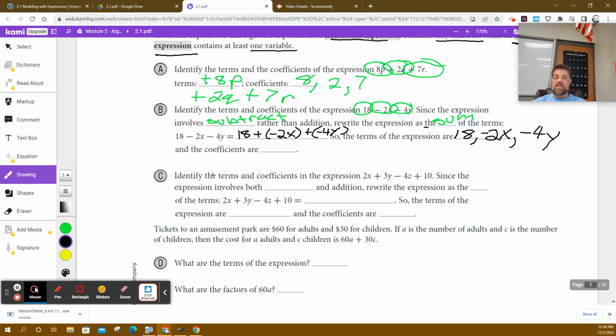What are the coefficients then? What are the coefficients? First of all, somebody tell me what the coefficients are. Like, what's the definition of a coefficient? It's the number in front of the variable. So what are the coefficients? Well, there's two variables, right? So this is in front of a variable, and this is in front of a variable. So my coefficients are negative 2 and negative 4.